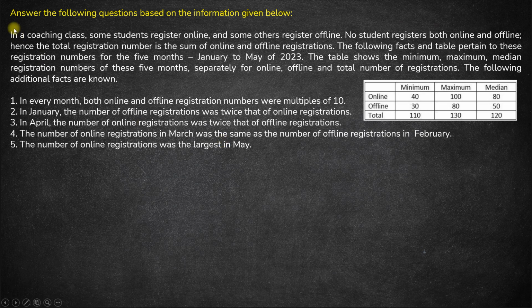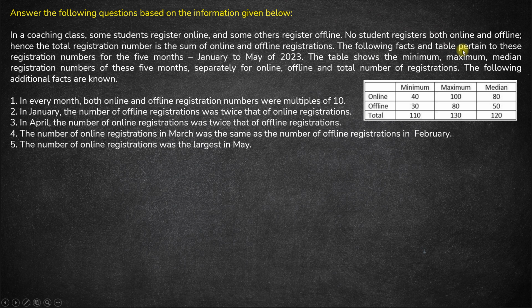Hi. So here in this set we have in our coaching class some students register online and some others register offline. No student registers both online as well as for offline class. So a student will either register only for an online or only for an offline class. Hence the total number of registrations is the sum of online and offline registrations. Very simple logic. There are people with only online registrations and there are people with only offline registrations. So the total number of people will be the sum of the two.